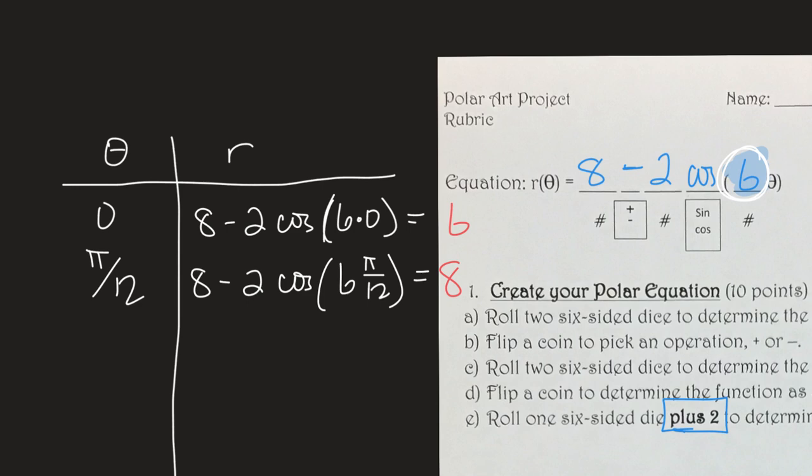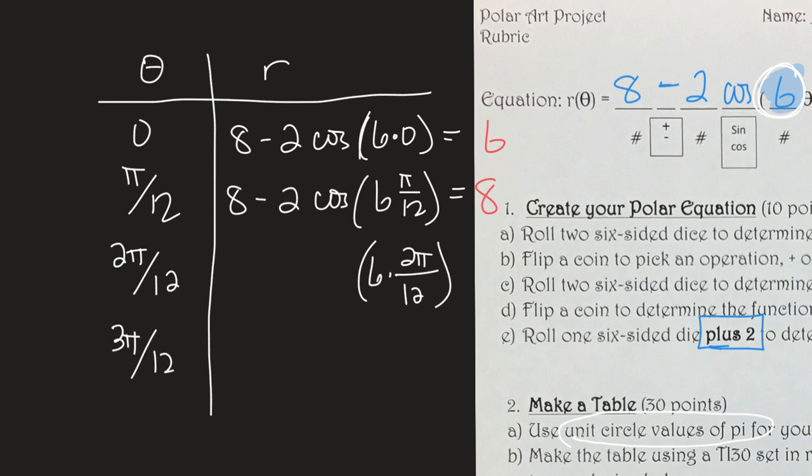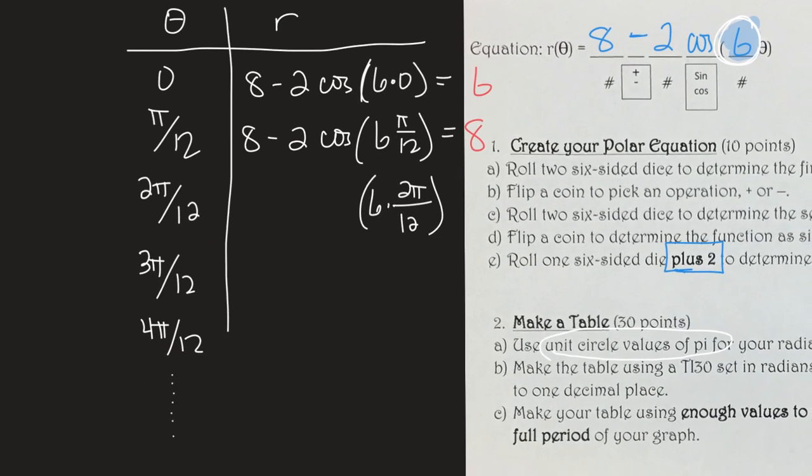Okay, my next one. What number comes after 1? 2 comes after 1. So I'm going to plug in 2 pi over 12. Right here in my calculator, I'm just going to change this part to 2 pi over 12. And then I'm going to do 3 pi over 12, and then 4 pi over 12, all the way down until I go all the way around my circle, which is going to be 24 pi over 12.